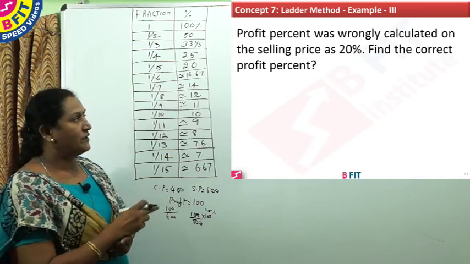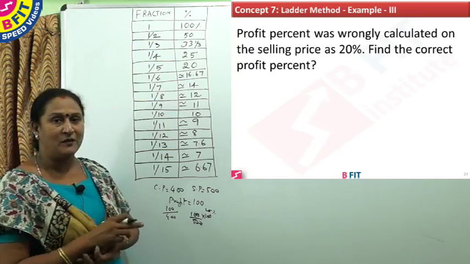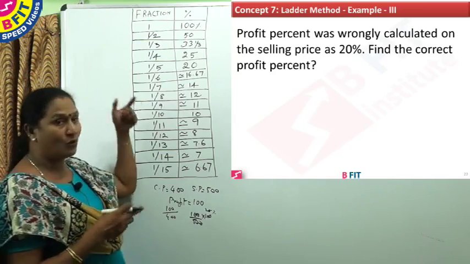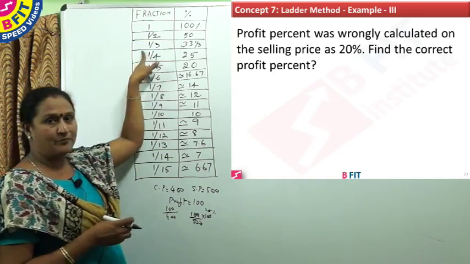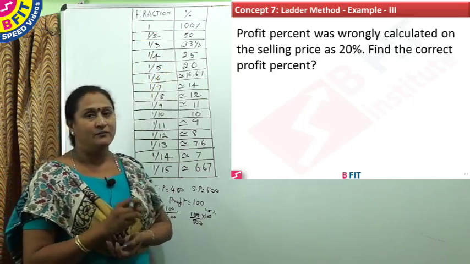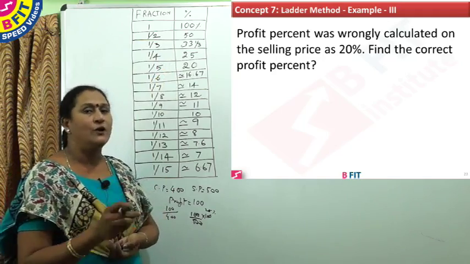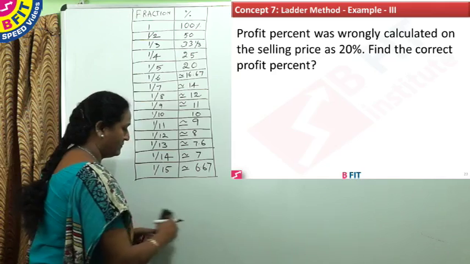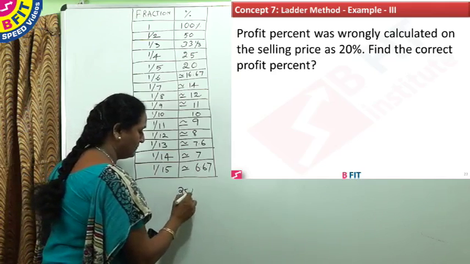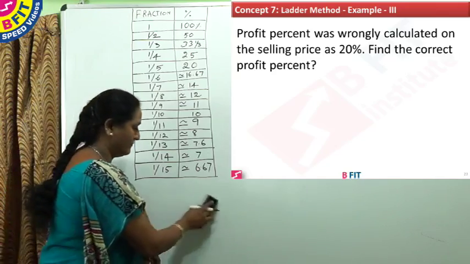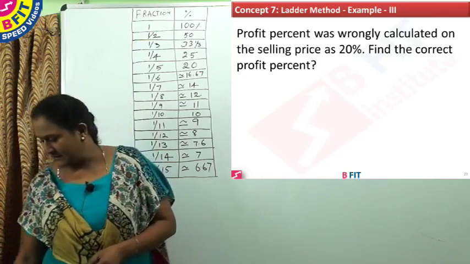So here the profit percent calculated on the selling price is 20%. If it is calculated on the cost price, it will be more. So go one step up. The correct profit percent is 25%. So the answer is, the correct profit percent is 25%. For this question, the correct profit percent is 25%. So we'll see the next example.